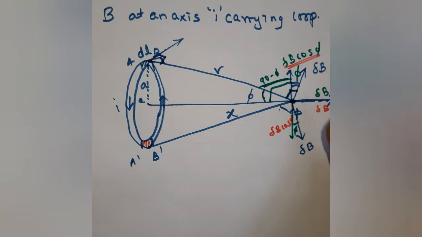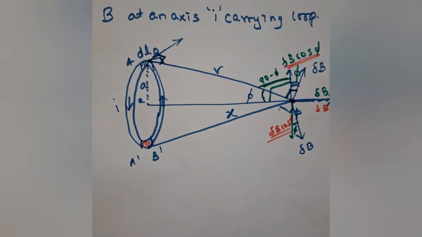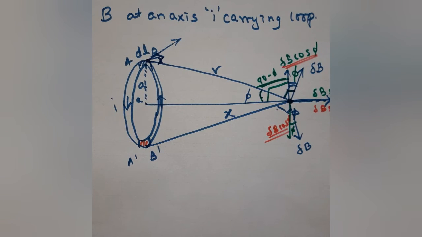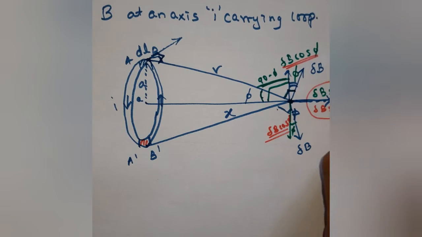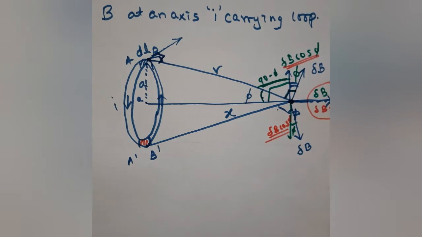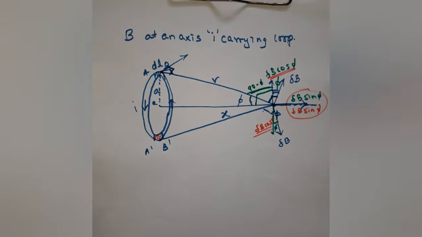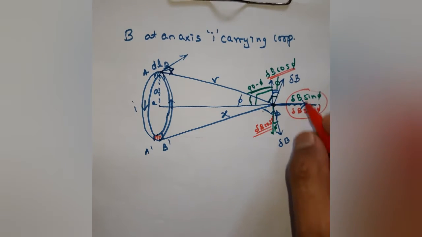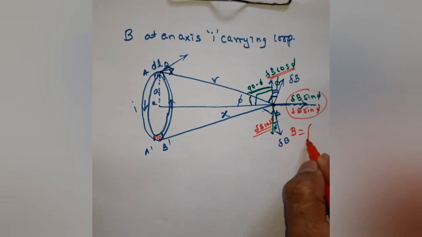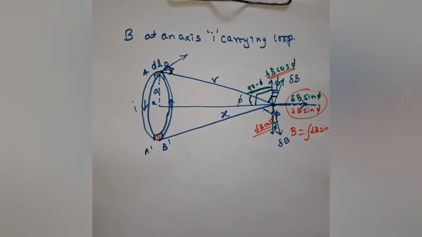These two delta B cos phi components will cancel each other because they are equal in magnitude and opposite in direction. So my resultant will be acting in this direction, delta B sin phi. So my total magnetic field, that is B, will be the integration of nothing else but delta B sin phi. And this is what we have to find.